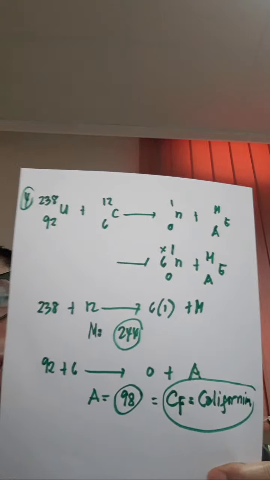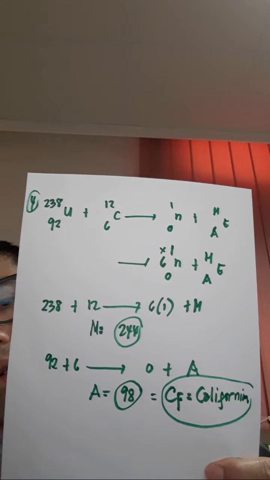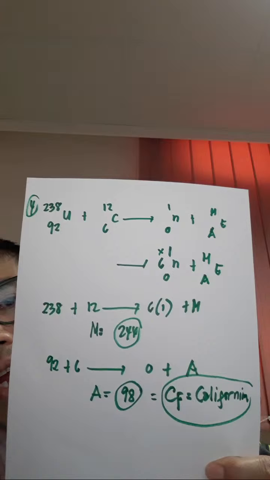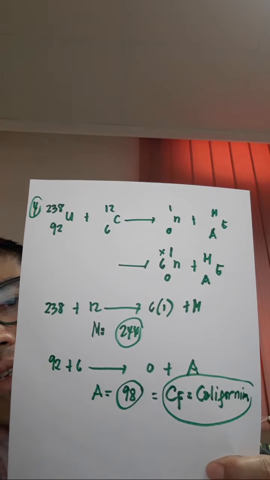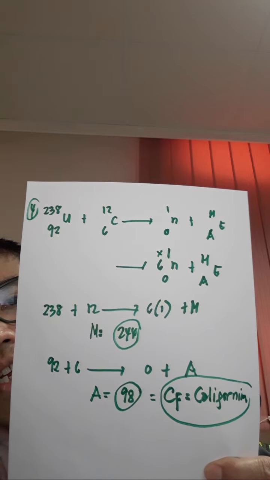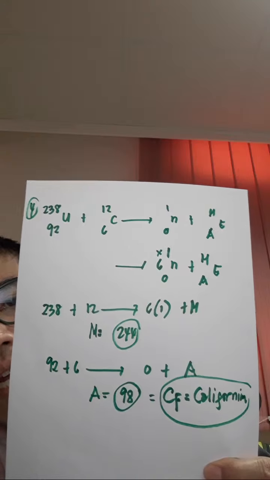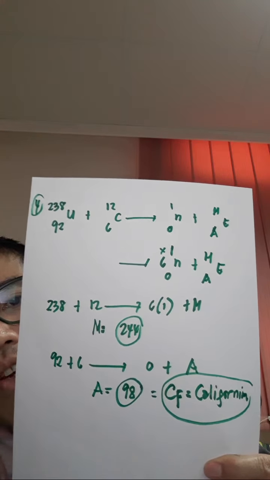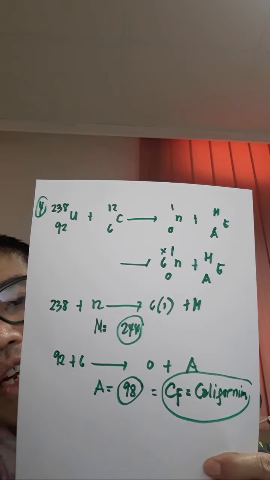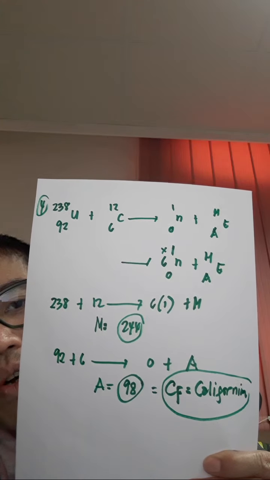In example number 4, we obtain californium. Sorry, we added uranium to the carbon element. In radioactive elements such as this, the usual addition will be the carbon element, and it will produce a neutron. Uranium is a radioactive element, and it will produce a radioactive element also, which is the artificially prepared metal californium, because it has an atomic number of 98. Okay, like that.